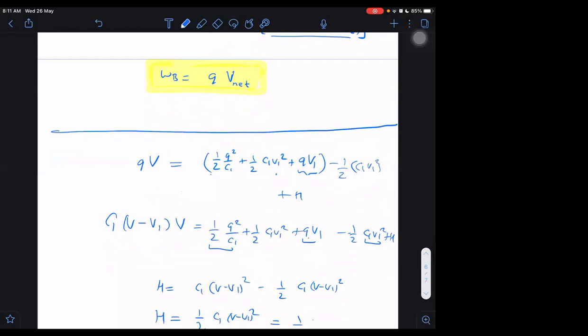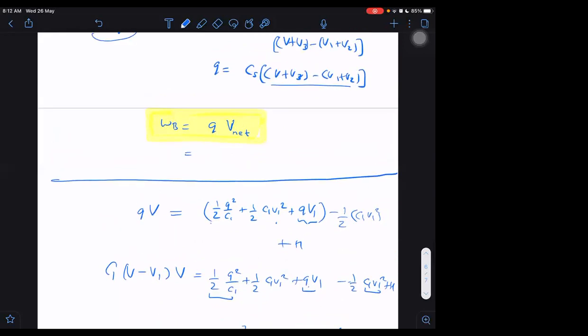No, it is also right. Wait a second. Is it right? Work done by, no, this is not right. This is wrong. Work done by battery will be what? Work done by battery will be equal to Q into V. It will be just that only. The charge supplied multiplied by V, that is the work done by battery.